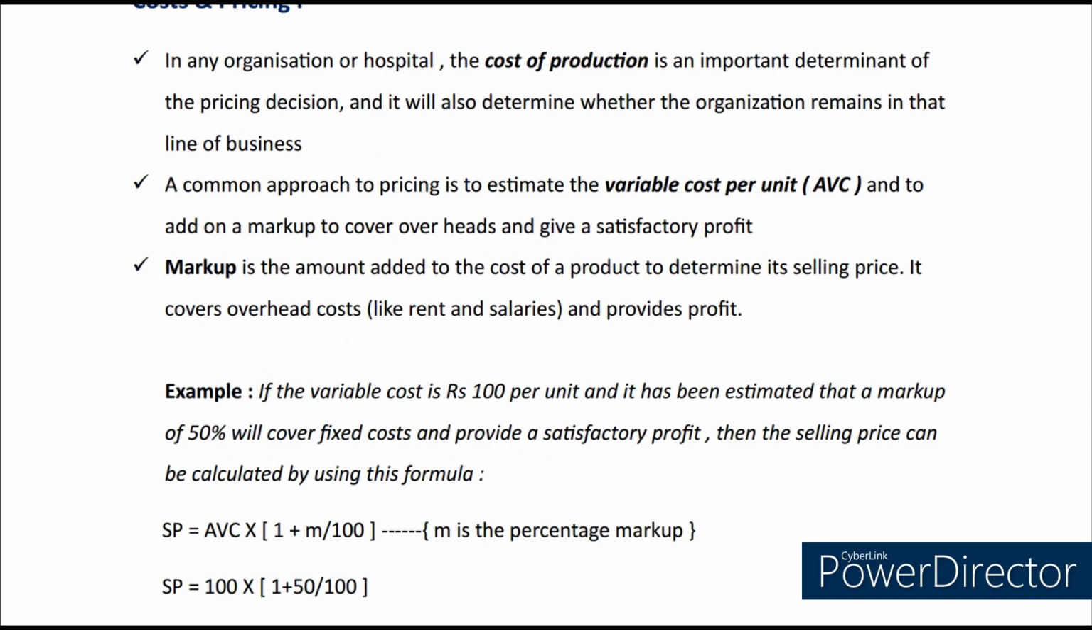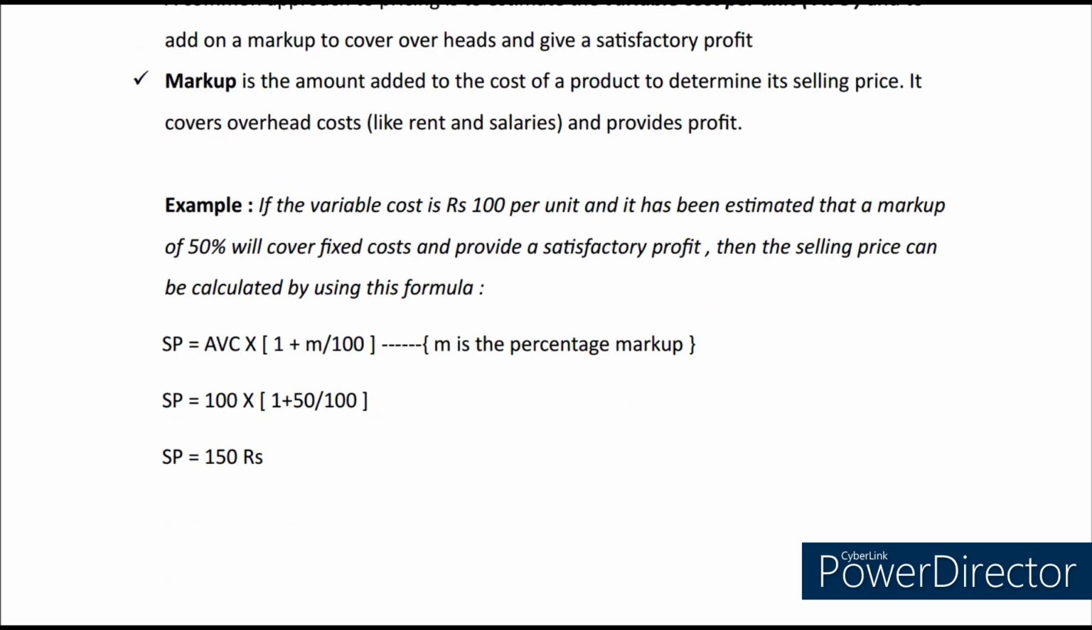Let's understand this with an example. If the variable cost is rupees 100 per unit and it has been estimated that a markup of 50% will cover fixed costs and provide a satisfactory profit, and they are asking you to calculate the selling price, we need to use the formula SP, that is selling price, is equal to average variable cost, that is AVC, multiplied by 1 plus M by 100. M is nothing but the percentage markup. In the given question, the percentage markup is 50% and the average variable cost is 100. So 100 multiplied by 1 plus M, that is 50% markup divided by 100. If you calculate, you will get the selling price as 150 rupees.